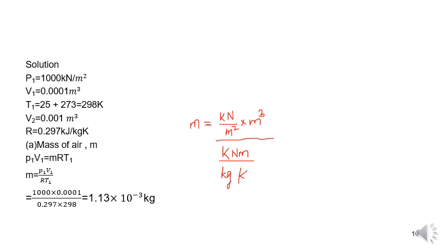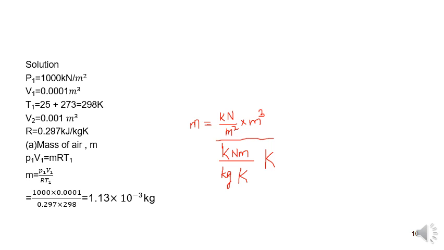This is for Kelvin. This is kilo. Small k is for kilo. Capital K is for Kelvin. And T1 is also Kelvin. T1 unit Kelvin, capital K.